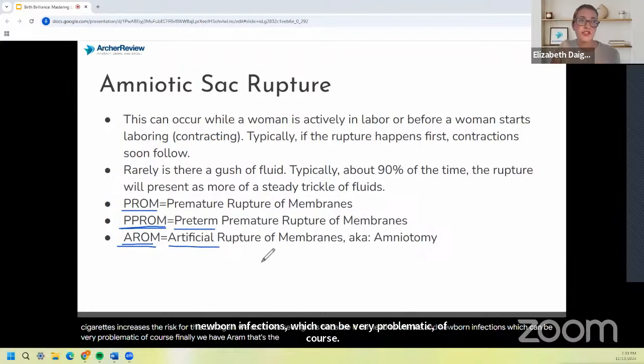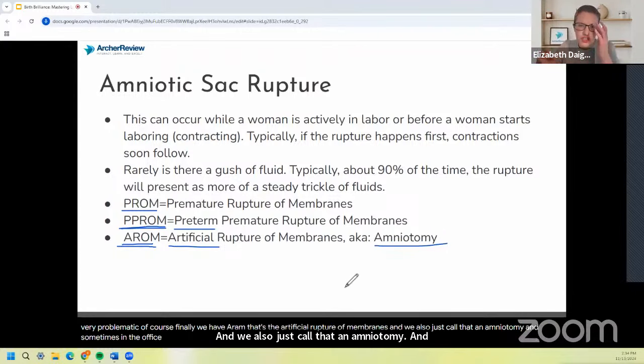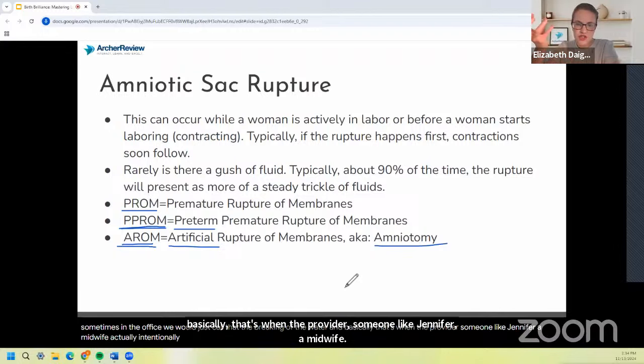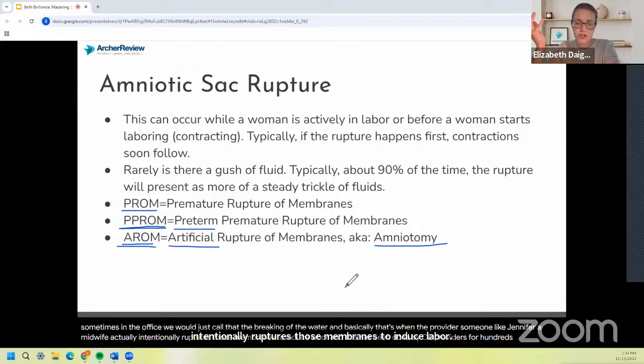Finally, we have AROM. That's the artificial rupture of membranes. And we also just call that an amniotomy. And sometimes in the office, we would just call that the breaking of the water. And basically, that's when the provider, someone like Jennifer, a midwife, actually intentionally ruptures those membranes to induce labor. And this has been done by OB providers for hundreds of years.